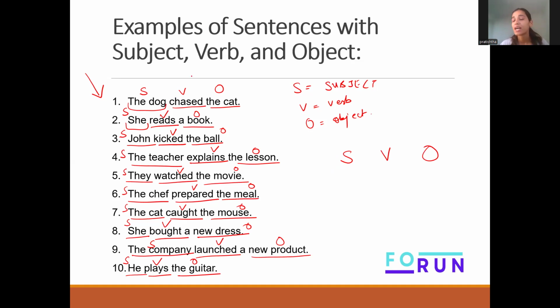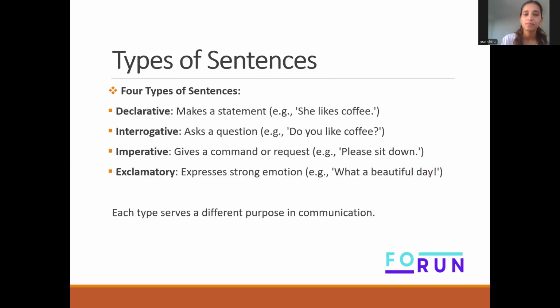We can add adjectives to these sentences. We can add adverbs to these sentences. We can add prepositions to these sentences, right? If you remember from the previous class, all these sentences here use transitive verbs. And if you remember, transitive verbs are the verbs that are connected to the object without any preposition. They are directly connected to the object. So those are your transitive verbs.